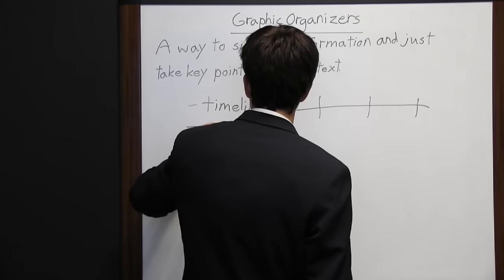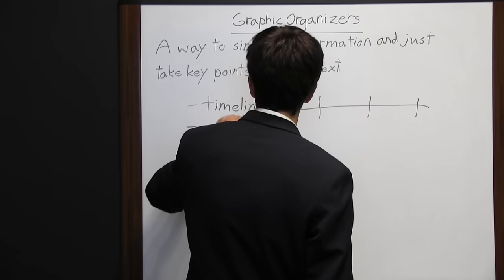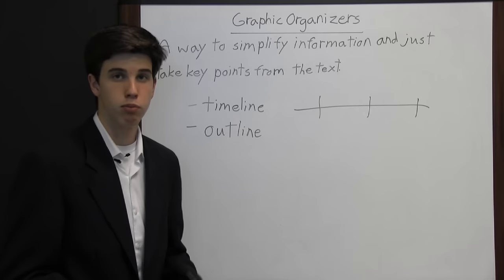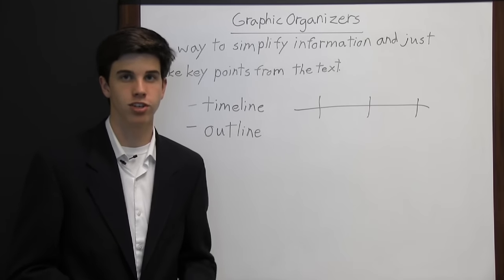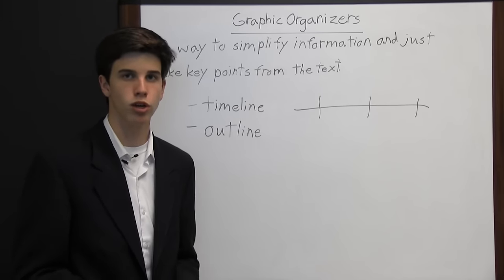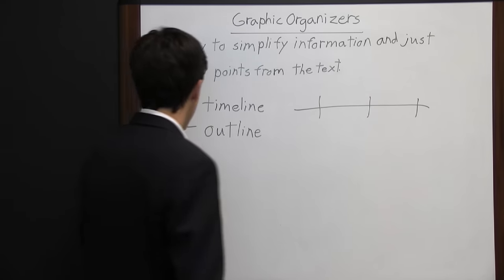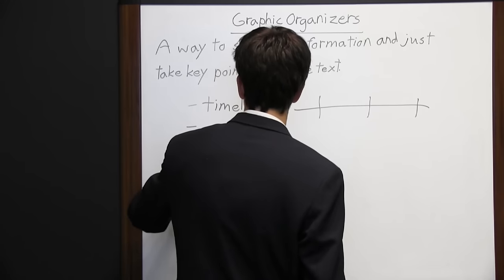Another great form of a graphic organizer is the outline, because here the reader is determining main points and then the subpoints that go along with those main points. So it helps the reader determine what is most important and what is secondly important. The spider map is also a great resource.